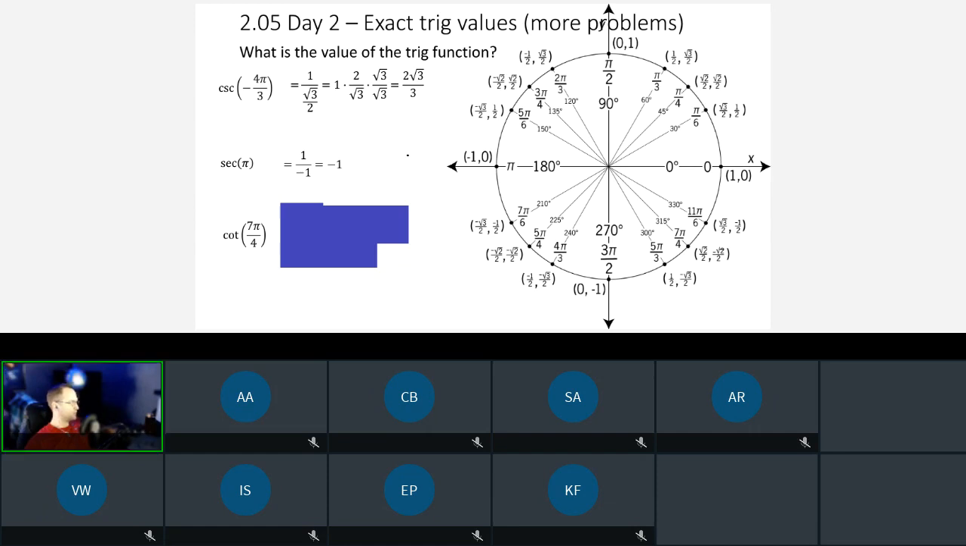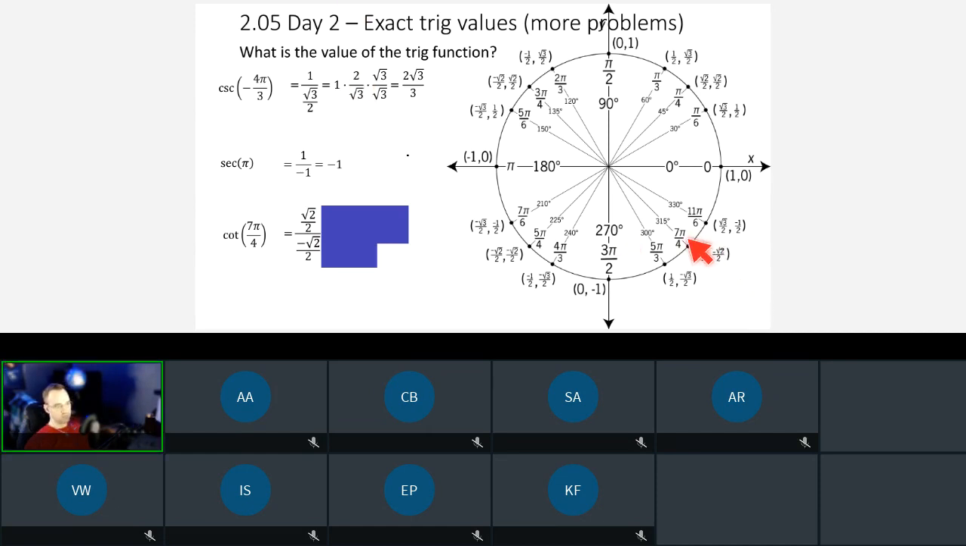And the last one on this page, cotangent. Cotangent is the same thing as 1 divided by tangent. In other words, tangent is y over x, so cotangent is x over y. I would think of it that way and do it that way. So cotangent is x over y, so 7 pi over 4.